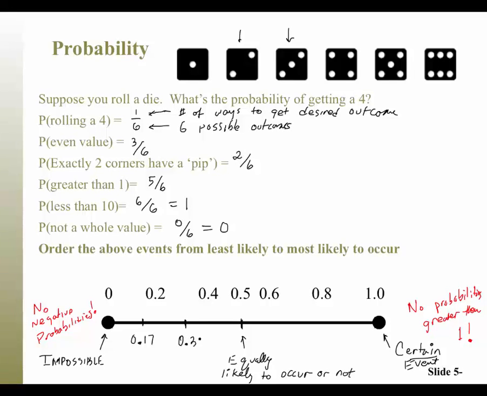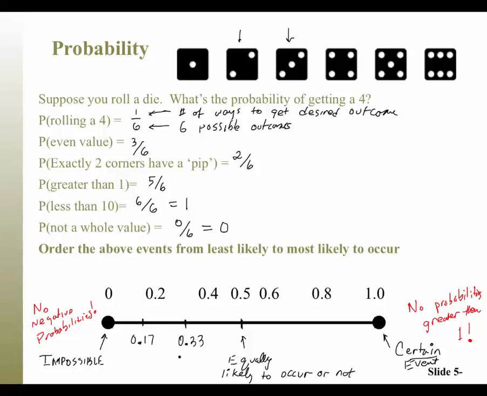So what's happening as the probability increases? When probability increases, like rolling a 4 versus getting a 2 or a 3, what does a greater probability mean? Yeah, it's more likely. So we started at impossible, and as we increase in probability, the event is a little more likely than the previous one, until we get up to a half, which is equally likely to occur or not to occur.